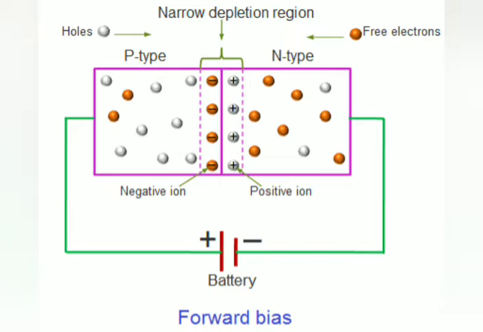So as p-type contains the holes, holes are repelled by the positive end while electrons are negatively charged, so they are also repelled by the negative end of the battery. So holes tend to move from left to the right, okay, and the electrons tend to move from right to the left. So due to which the depletion region becomes narrower, that means it becomes thin and thin.